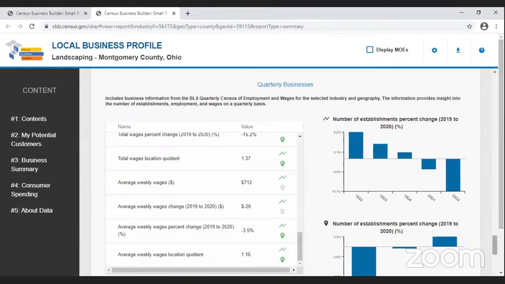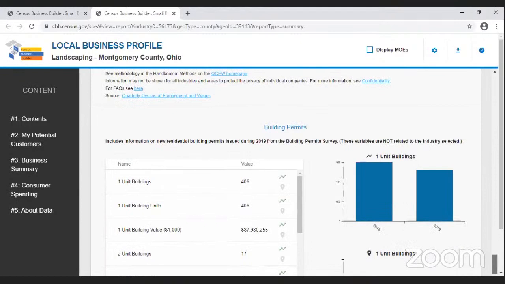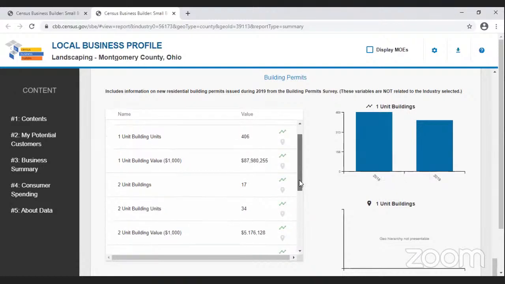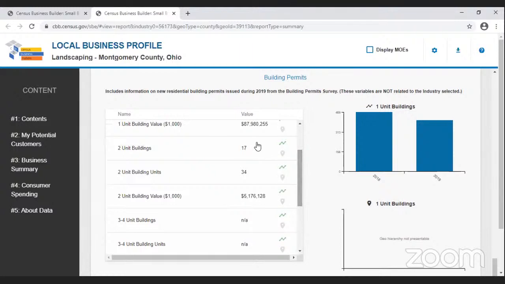And then finally, you've got building permits. As I said, building permits are indicative of future growth. So you can see that Montgomery County has a lot in one unit buildings and also a lot of 2-unit buildings.